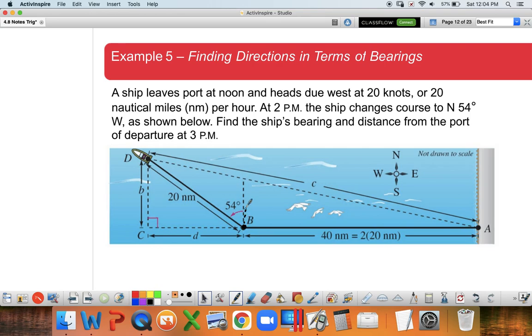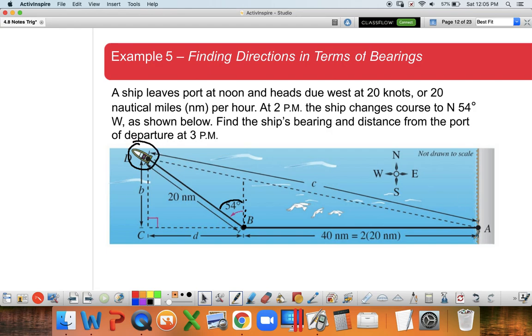So even though we're out here and we're turning to the right, we consider everything from the north here. So we're 54 degrees west of where north is. So I know that this angle here is 54 degrees, just as they've shown you. The ship then goes another hour, so it's gone another 20 nautical miles.